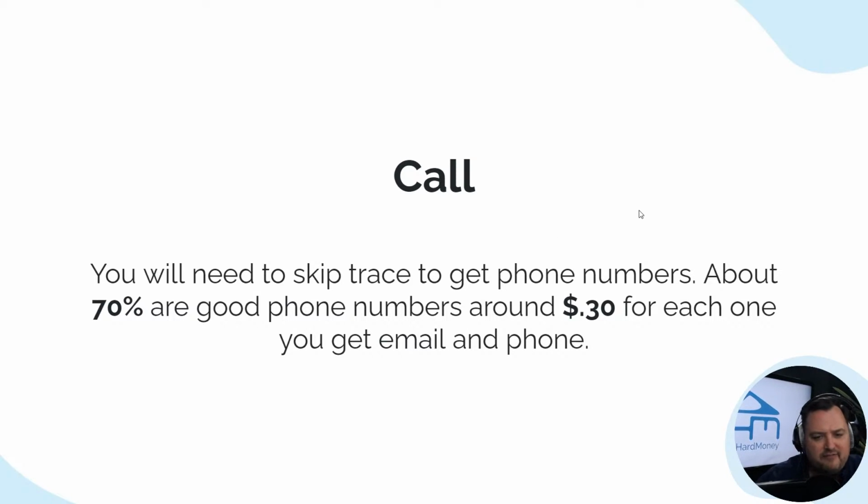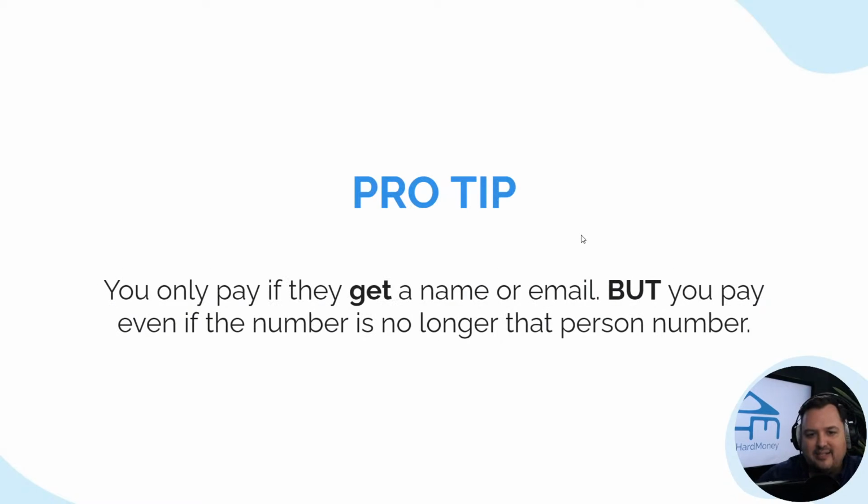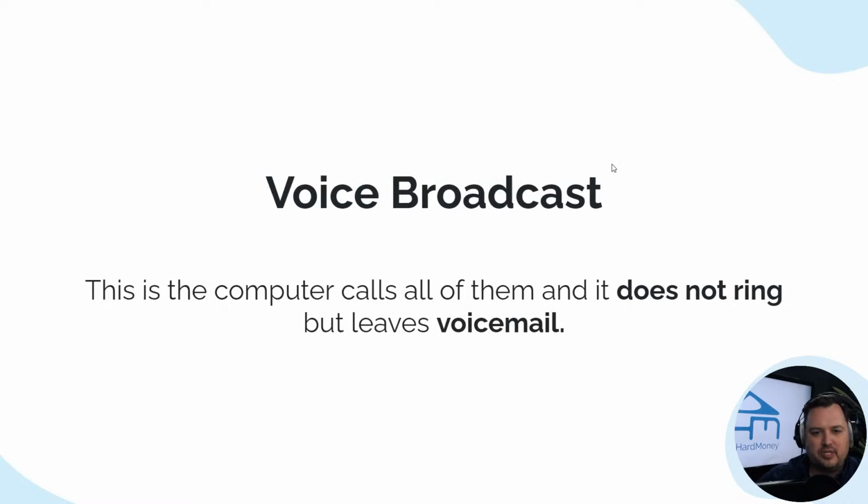Think about this. Very few people are going to do a skip trace to try and find somebody's phone number. So if you're willing to invest 30 cents, you're going to be heads above other people, but you're going to have to do several of them because not all of them are going to work out. So pro tip, you only pay if they get a name and email for you, but you pay even if the number is no longer that person's number. It will have been associated to them in the past, so about 70% of the time you'll get them.